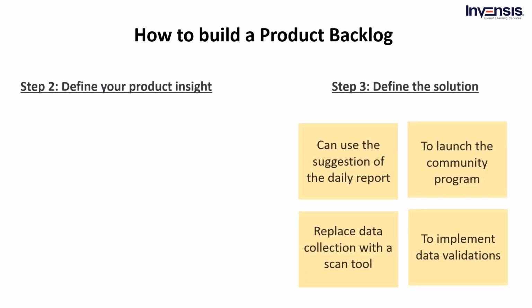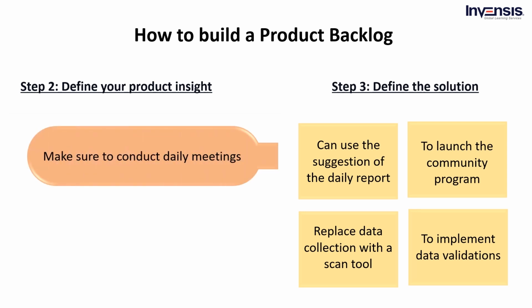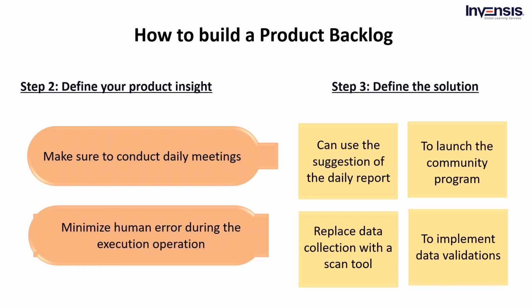Step 2. Define your product insight. If you have a live product or software, it will be easier for you to identify. A product can be a process, service, or simply a problem that you can resolve. To give you some examples of product insight: make sure to make daily meetings. Minimize human error during the execution operation.